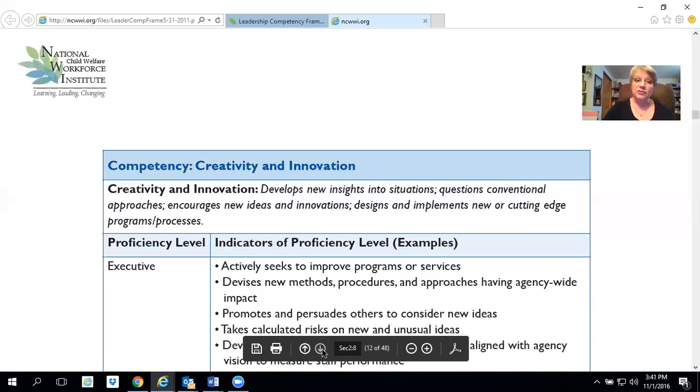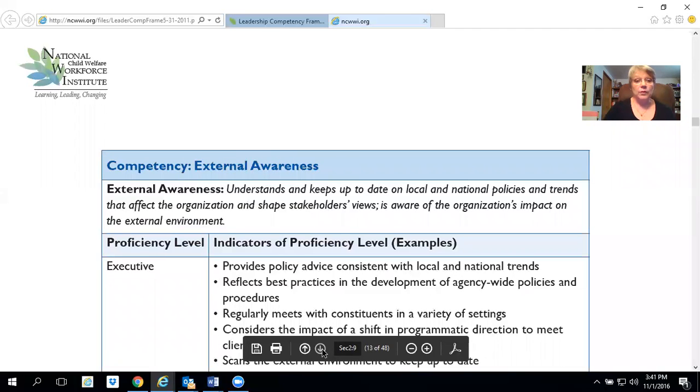So the way you would do this is you would select one of these many competencies that you think you really developed or enhanced in your project. So for example, if you worked with, or interviewed, or shadowed somebody who really knows how to develop new insights into situations, questions conventional approaches, encourages new ideas and innovations, designs and implements new or cutting-edge programs or processes, well, this is the competency that you got to develop in your learning project. Creativity and innovation.